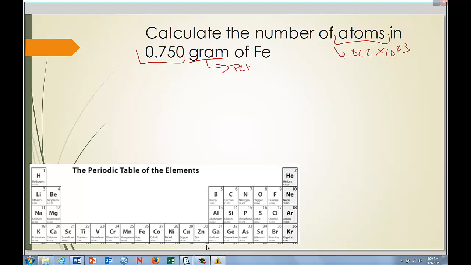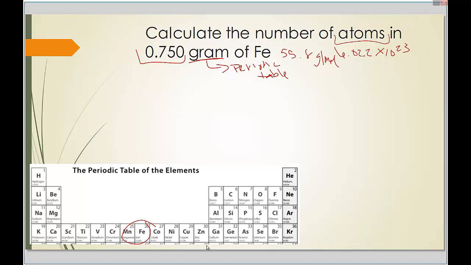And I find out that iron is here, and it is 55.8 grams per mole. I only have one of them, so I don't have to multiply it out or anything. Now that I have all my key numbers and key terms, I can go ahead and solve for it.